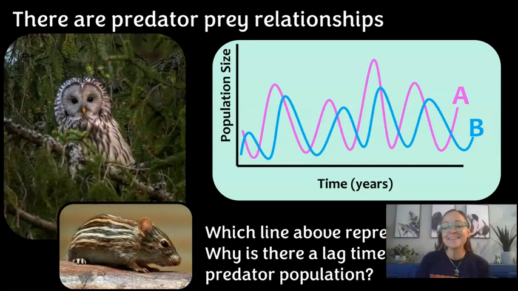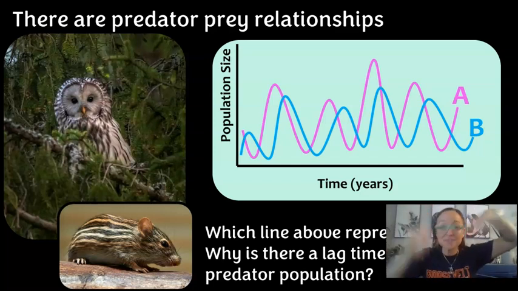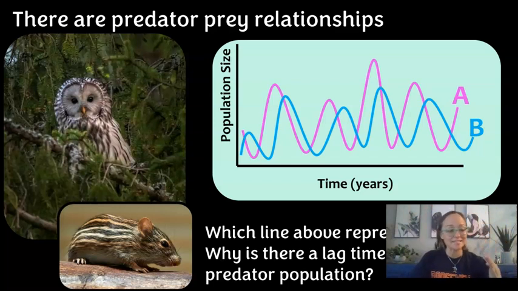Well, line A is going to represent the prey species, and line B is the predator. Now, when we think about this, as the prey population increases, there's more food available for the predator, so then the predator population will also increase. But as the predator population increases, there's more predators eating the prey, so then the prey population declines. And as the prey population declines, the predators are out of food, and there's more intense intra-specific competition.